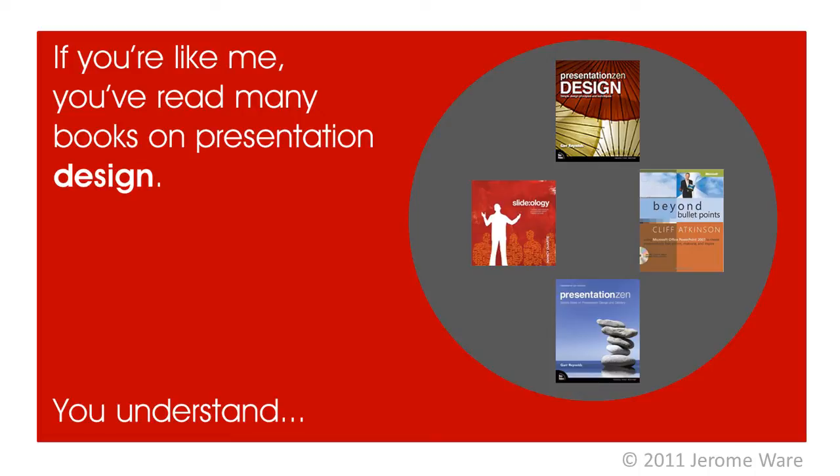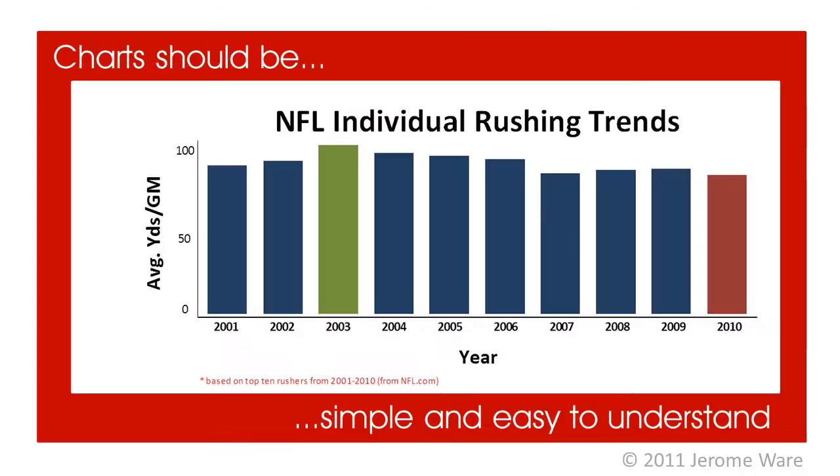A common theme among these presentations is that charts are very simple and easy to understand. In these books, you'll see charts similar to this one, which shows NFL rushing trends over the last 10 years. This is example data that I grabbed from NFL.com and used Excel Sparklines to create a chart. One of the things I've done here that Excel Sparklines makes so easy to do is to highlight some of the high points or low points. For example, 2003, the year in which the rushing average was the highest, is highlighted in green. In 2010, the year in which the rushing average was the lowest, is highlighted in red.